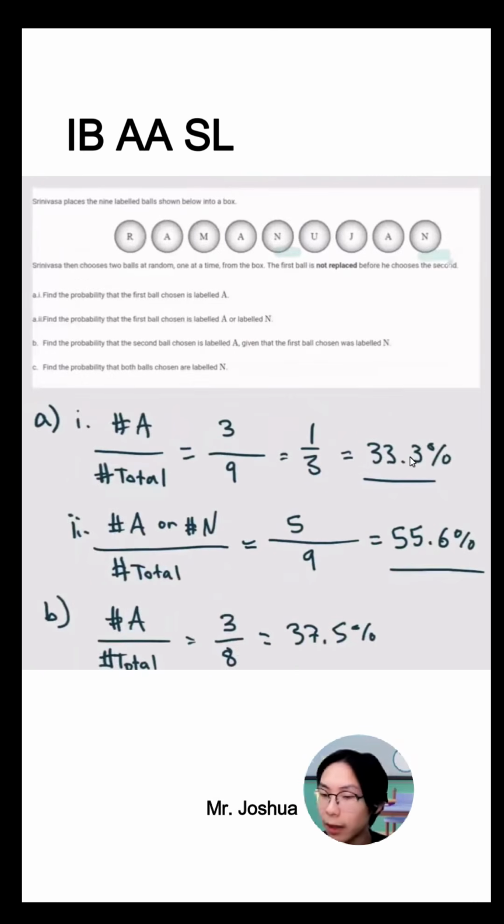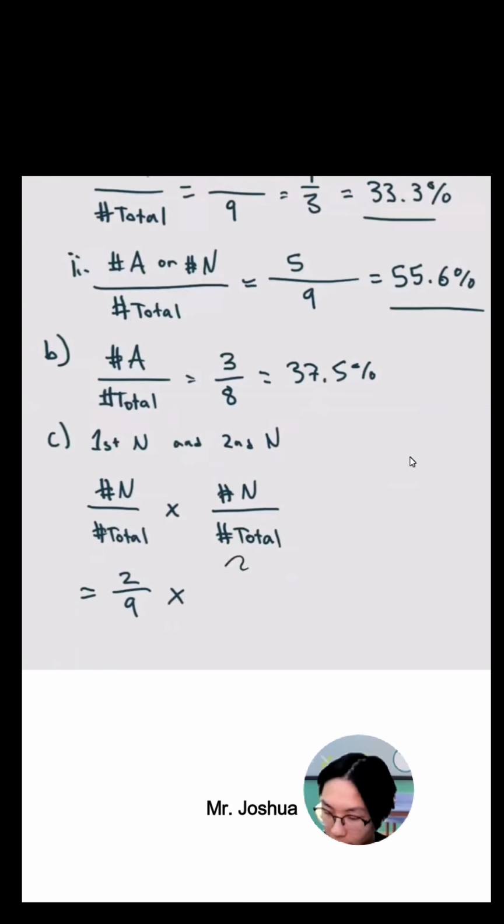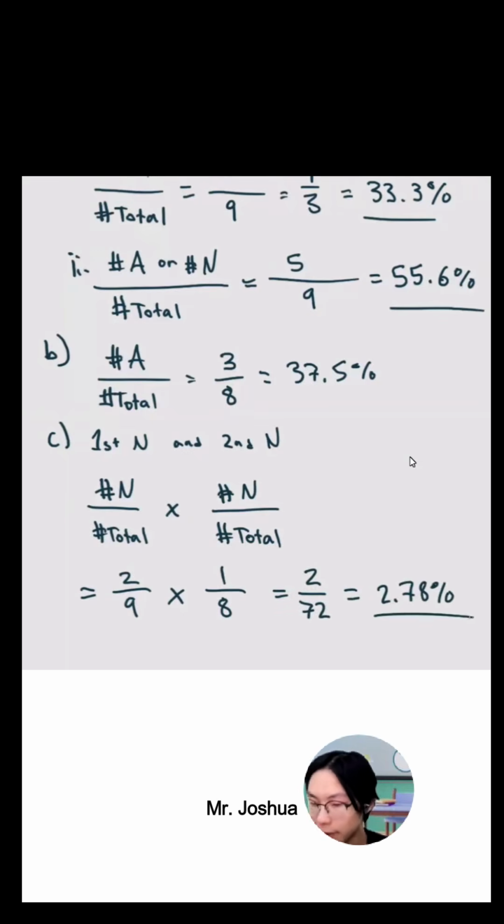So once we find this first ball that's N, we get rid of it. So we have only 1 N left out of 8 balls left in the box. This is 2 over 72, or a 2.78% chance. And there we go.